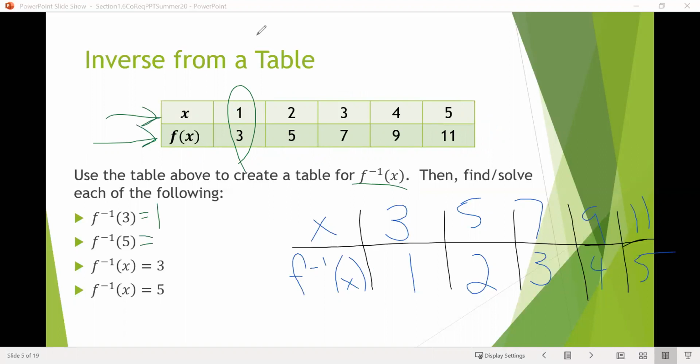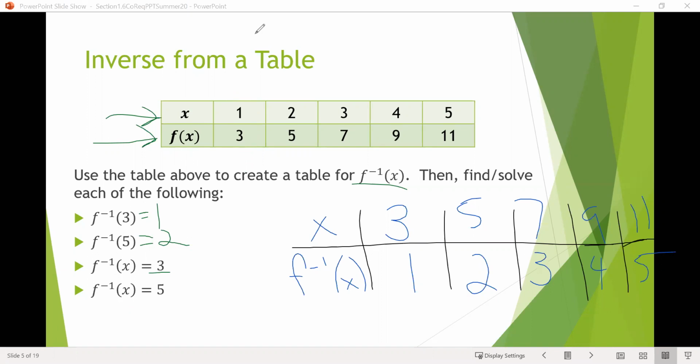Okay, f inverse of 5, that's going to be our second one right here. So if we input 5 to the inverse, we get an output of 2. And now for the third one, we have f inverse of x equals 3. Recall that when we see this, this 3 is an output for our inverse function.